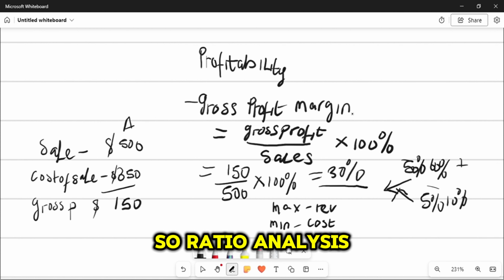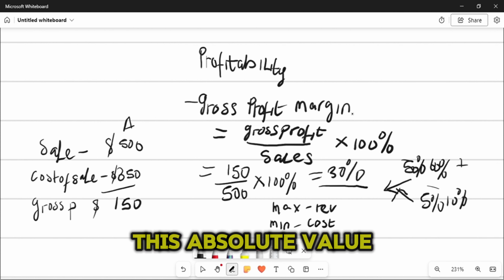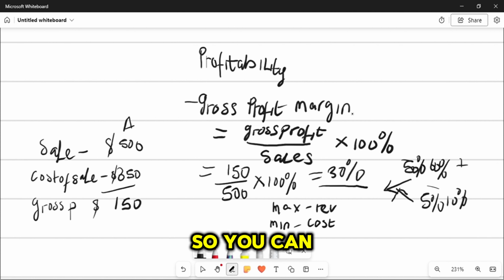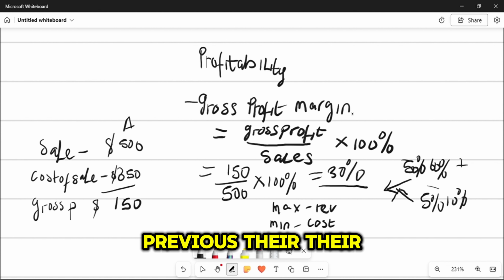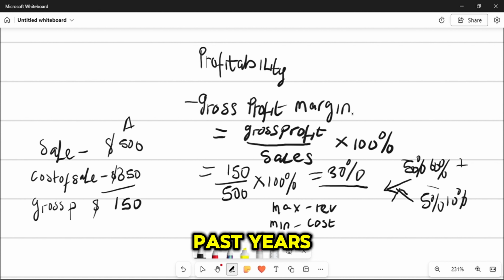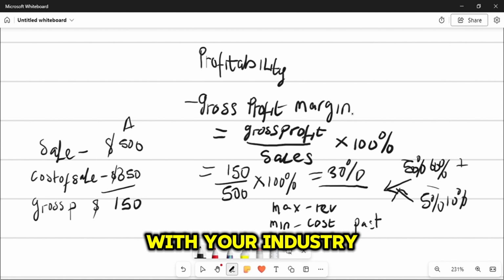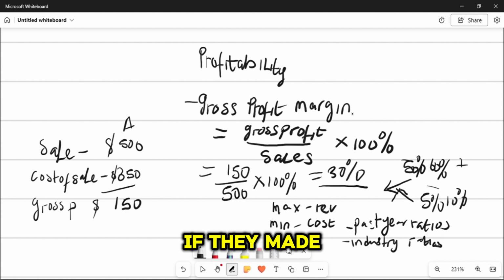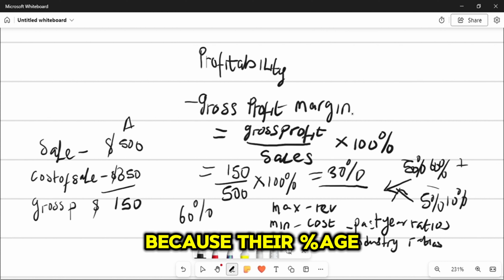So ratio analysis is not done just to get the absolute value. This absolute value is usually compared. So you can compare these ratios with either their past years' ratios, or you can compare it with their industry ratio. So for example, since they made 30% this year, and the industry ratio is an average of maybe 60%, this is seen as bad because their percentage is way below the industry ratio.